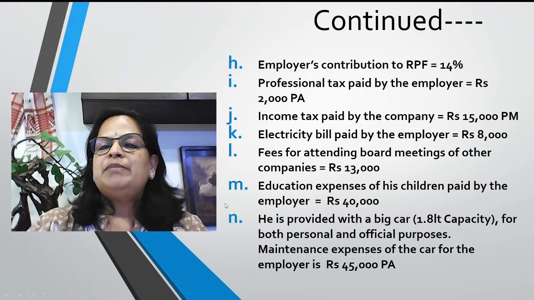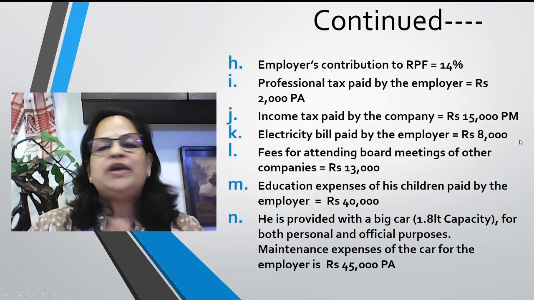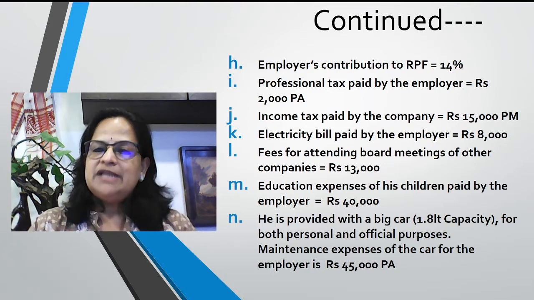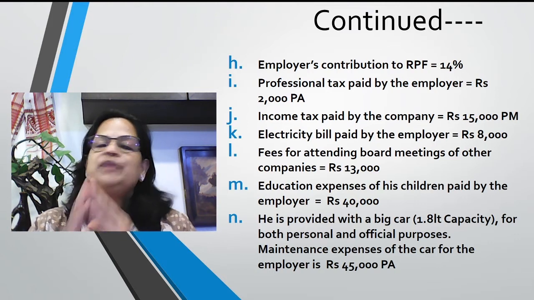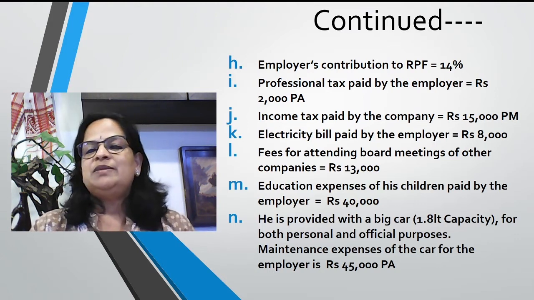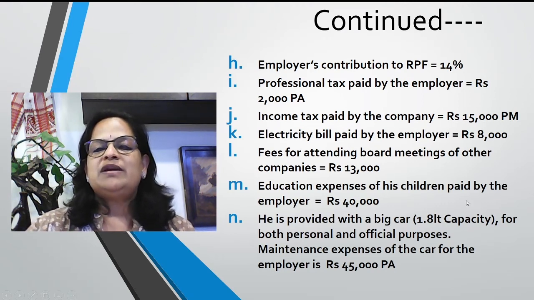Income tax paid by company, 15,000 per month, taxable. Electricity bill paid by employer, taxable. He is a specified employee. I told you, if annual salary is above 50,000, annual salary, not monthly salary, all the perquisites will be taxable. So 8,000 taxable.